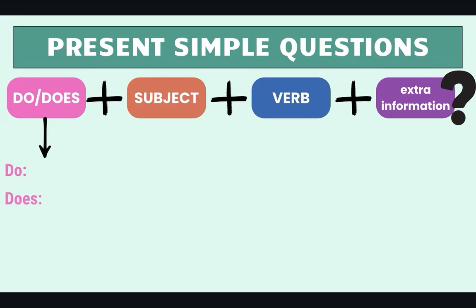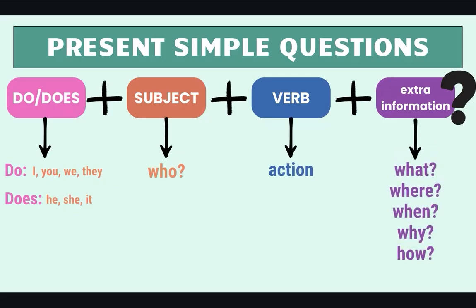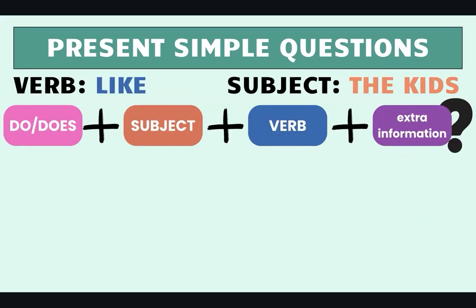So how do we decide whether to use do or does? Do is used when the subject is I, you, we, or they. Does is used when the subject is he, she, or it. Our subject tells us who the question is about. Our verb tells us the action of the sentence. And then again, additional information answers questions like what, where, when, why, and how.